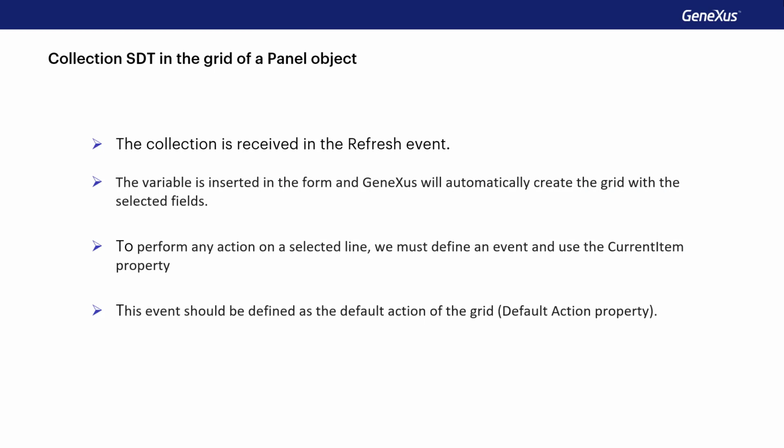Finally, it should be mentioned that if you were working with an object of panel type, the process would be similar. In the refresh event, the collection is received in a variable. This variable is inserted in the form, and Genexus will automatically create the grid associated with the selected fields. In case you also want to perform some action on a selected line, you must define an event and use the current item property. Finally, this event must be defined as the default action of the grid, using the default action property.